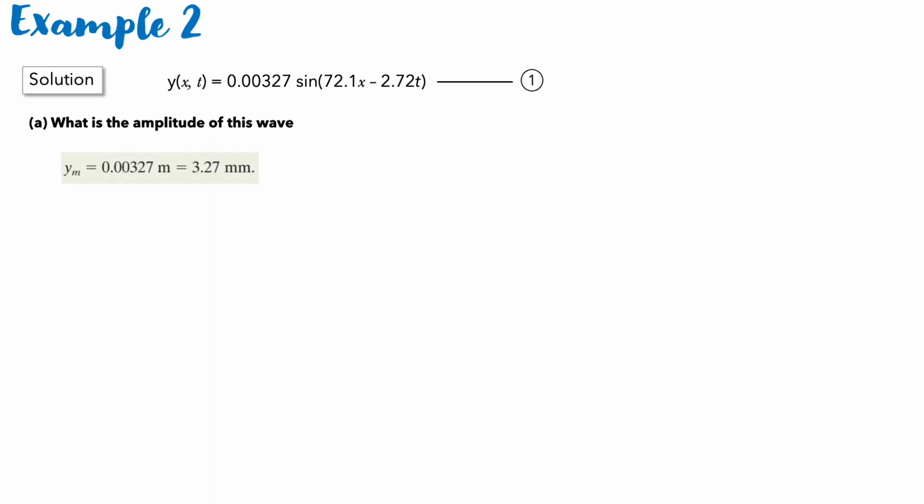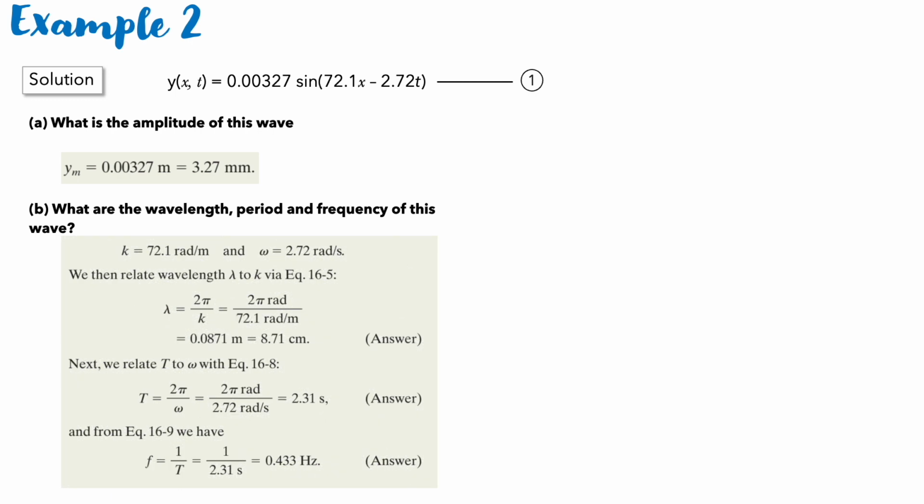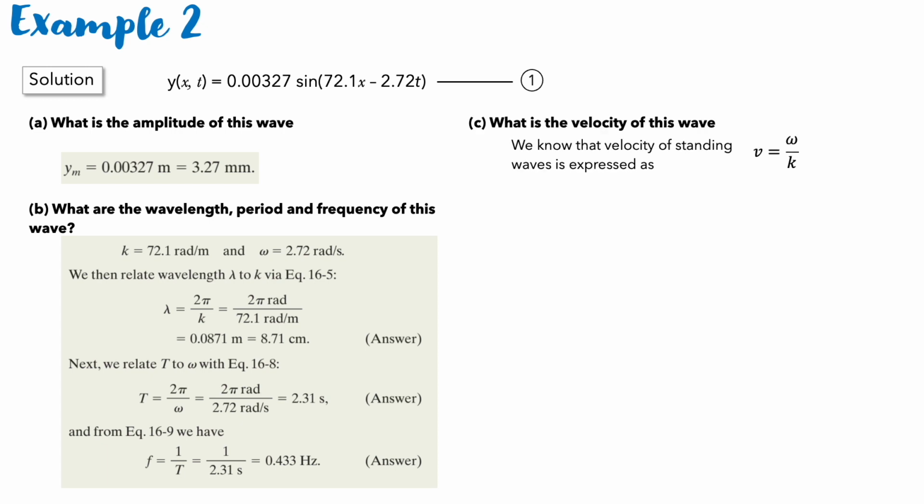So part A is the simplest one. Part B, you can understand it well. Once you do example number 1, then you will be able to understand it very nicely and easily. And part C also, it is simple. In example number 1, we used the formula.